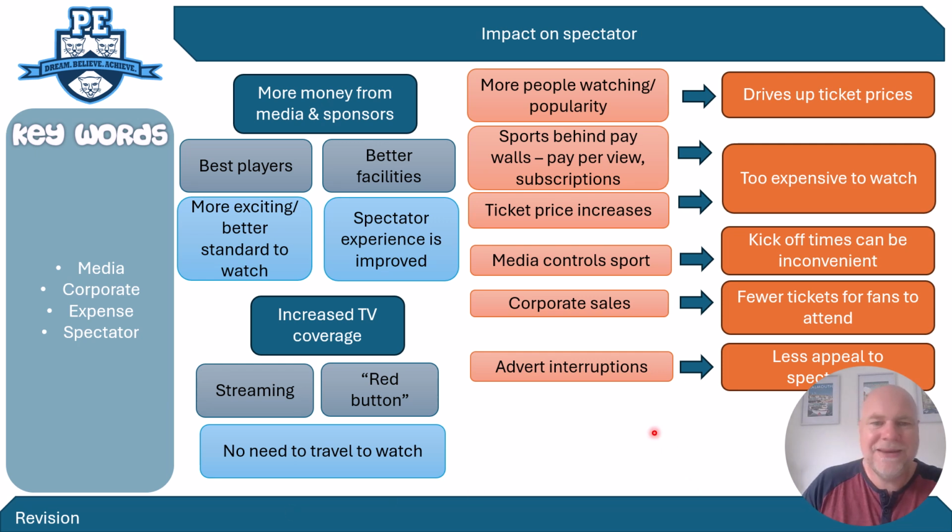Okay, so we need to look at the impact on spectators, and there are essentially two positives, and then there are a bunch of negatives. So if we break this down into the positives first, more money from the media and more sponsors can positively impact the spectators, because the team can buy better players and they can build better facilities. Now, better players makes the game more exciting and increases the standards of the game and the team, so that's a positive for the spectators.